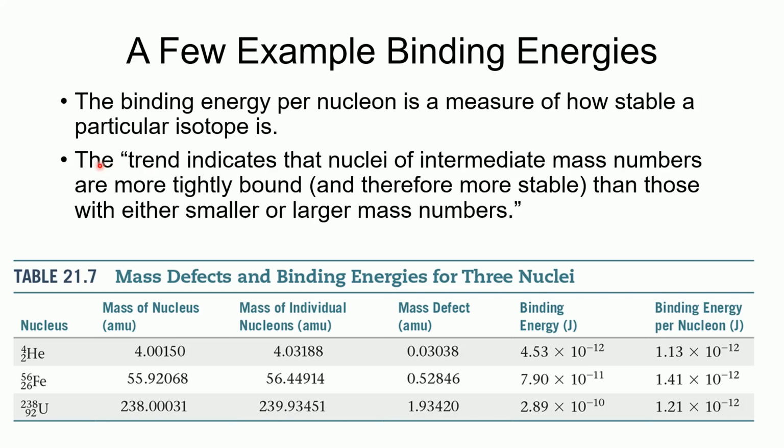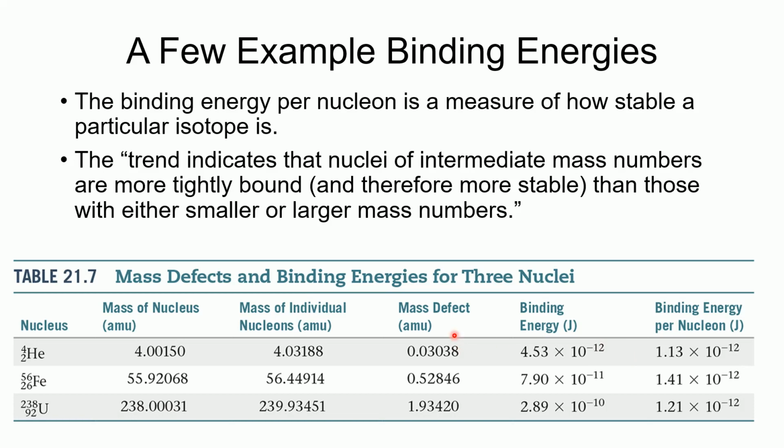So here is the thing, and this is a quote from the textbook. The trend indicates that nuclei of intermediate mass numbers, meaning mass numbers around 55 to 60, we'll just say, are more tightly bound and therefore more stable than those with smaller or larger mass numbers. So iron is a pretty big mass number, relatively speaking.